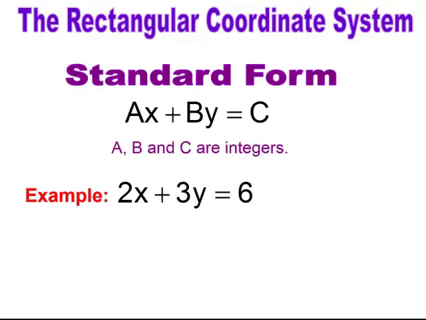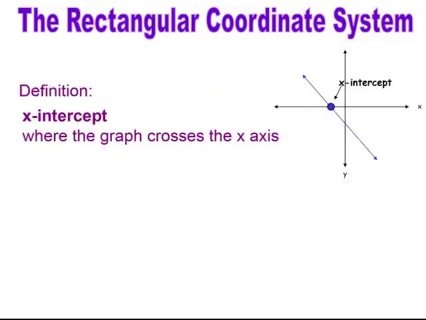When we talk about equations, one type of equation is called standard form. Standard form is when you have Ax plus By equals some value C, and the coefficients A and B and C are integers. An example of standard form would look similar to this: 2x plus 3y equals 6. This is standard form.